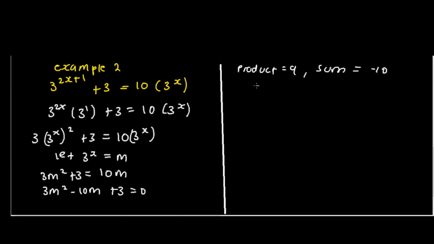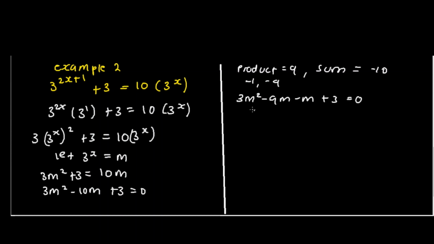That one can be negative 1 and negative 9. When we add these, they will give us negative 10, and when we multiply them, we shall get this product here. So we can simplify that and we get 3m squared minus 9m minus m plus 3 being equal to 0 like that.